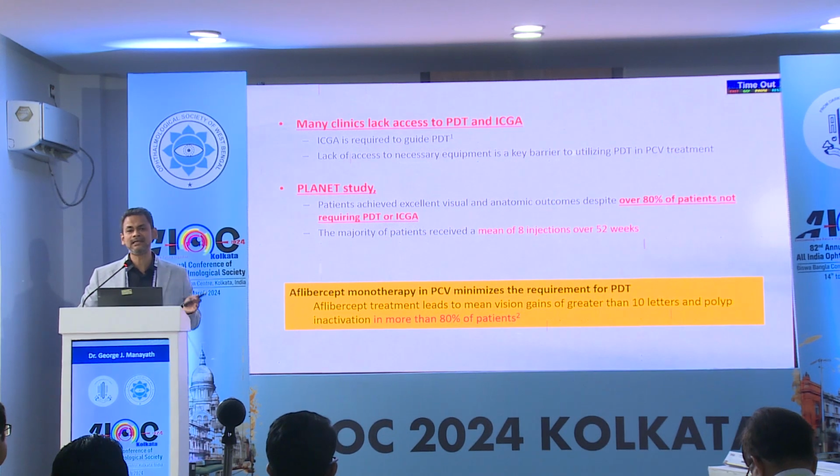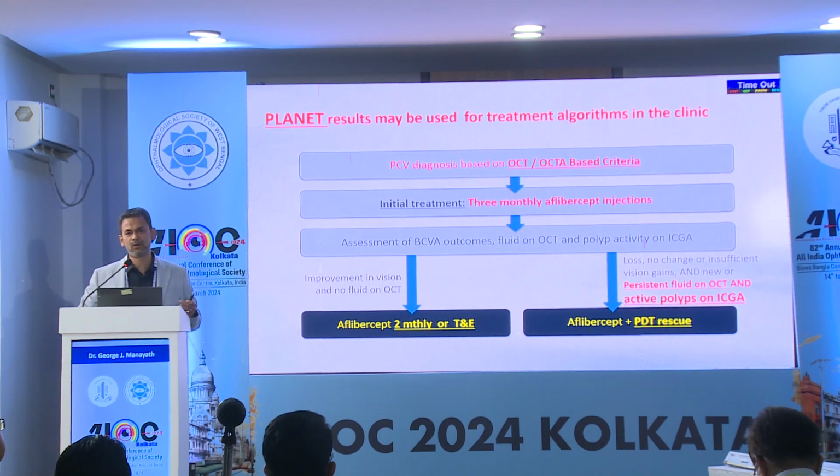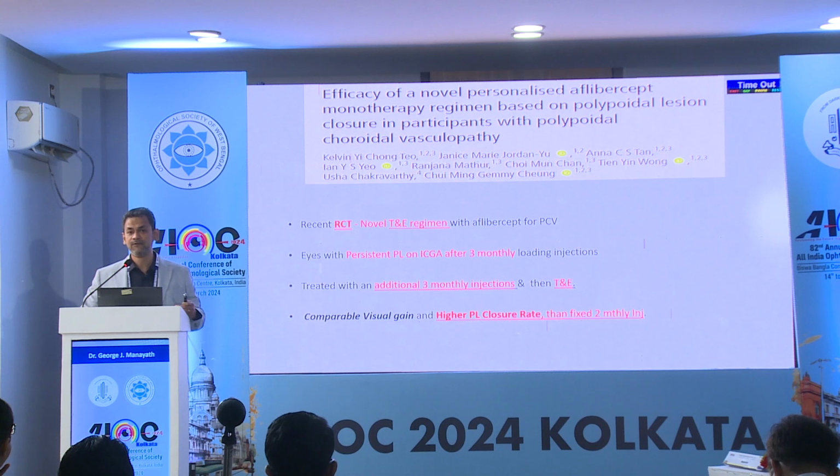So many clinics lack ICG and PDT facility, so we can use the PLANET study criteria wherein anti-VEGF monotherapy with aflibercept or brolucizumab can be given monthly, and after 3 months only the persistent polypoidal lesions need to undergo ICG and photodynamic therapy. So a recent RCT showed that even after 3 months, if polypoidal lesions are persisting, it is good enough to extend the loading doses with newer anti-VEGF therapy up to 6 months, which gives almost comparable polyp closure compared to photodynamic therapy.